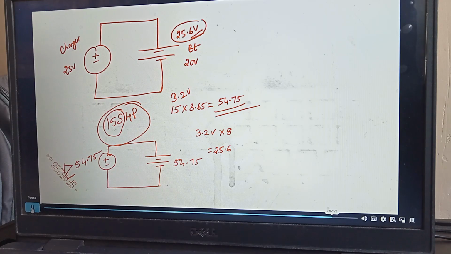A 12 volt lead acid will have a 14.4 higher cutoff. Lithium ion has 3.7 as nominal, and the higher cutoff is 4.2. Lithium iron phosphate, LFP, has 3.2 as nominal and 3.65 as the higher cutoff.